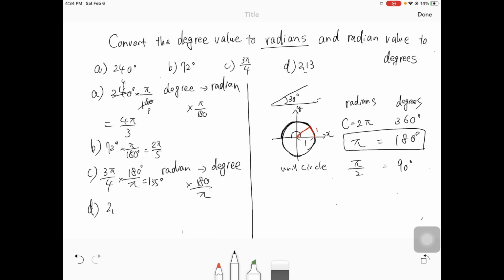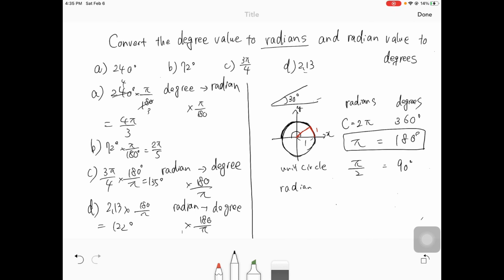And lastly, you have 2.13, and this is radians too because there's no sign of degree. So for radian to degree, what you have to do is multiply by 180 over pi, which is 122 degrees. I just used a calculator.